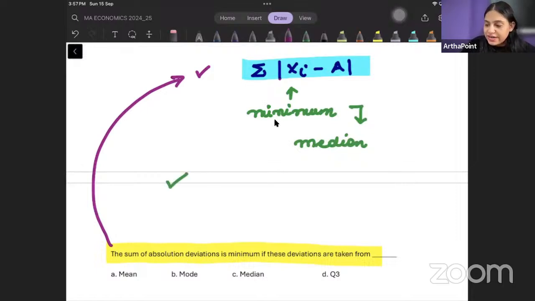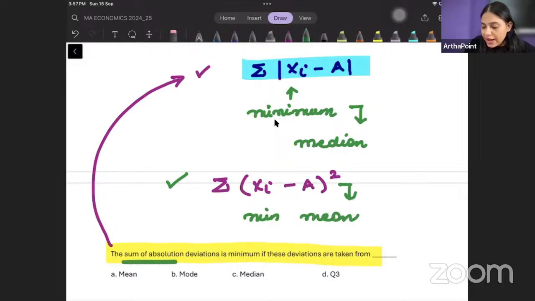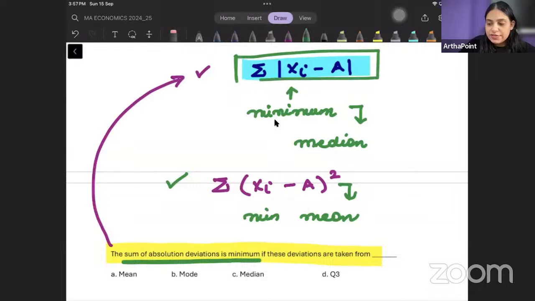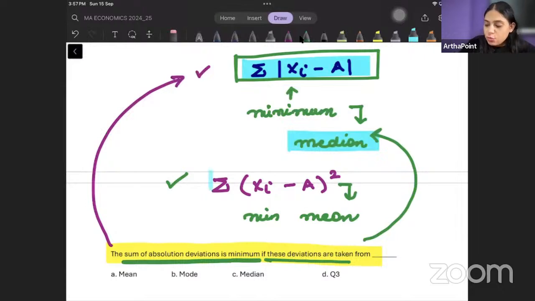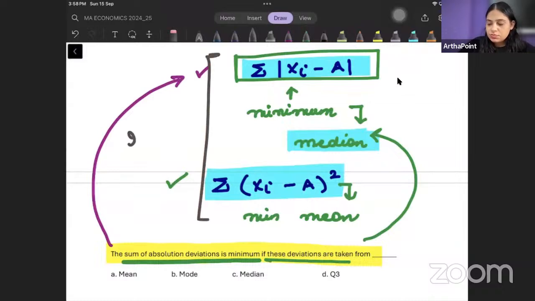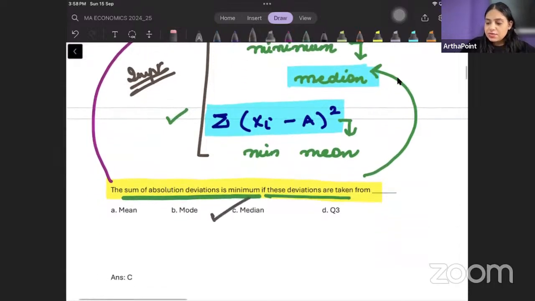And if we are finding summation xi minus a whole square, the sum of squared deviation, then it is minimum when taken from the mean. So the sum of absolute deviation is minimum if taken from the median. If we take from the median, that will be minimum. And if it says sum of the squares of deviations, then it is minimum if taken from the mean. So please understand, this will not be mean, this will be median. Remember this, please write this down somewhere. Right? Okay, so the correct answer is median.